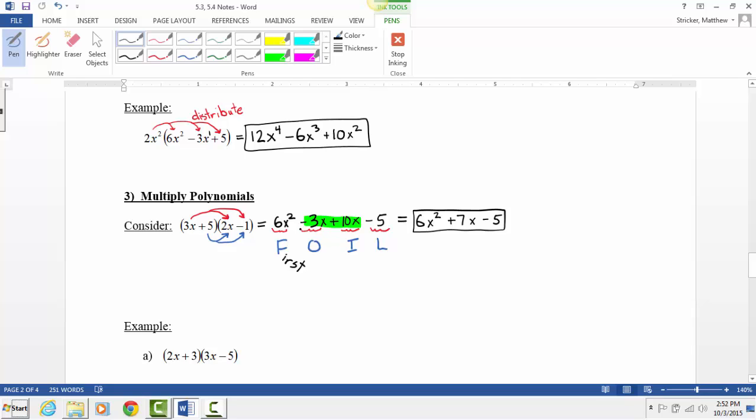Okay, and then the negative 3x, that came from taking 3x times negative 1. Well, those are the terms that are on the outside, the 3x and the negative 1. So the O stands for outside. And then we come to 10x. 10x came from taking 5 times 2x. Those are the two inside terms. So that I stands for inside. And then lastly, the L, that came from the 5 times the negative 1. Those are the last terms of each binomial. So L stands for last.